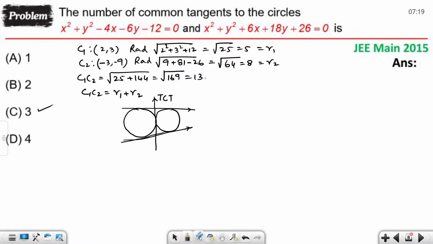So what we have learned in this question is that whenever they ask how many common tangents there are, all you have to do is find out the position of the circles. After knowing the position of the circles, you can comment on how many common tangents are possible to these two circles. Is it clear to all, everyone? Okay, let's move to the next problem.